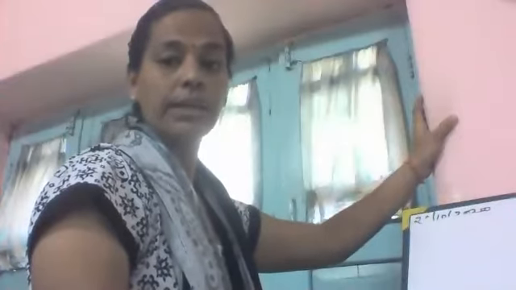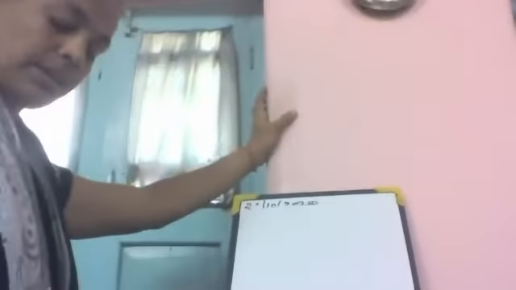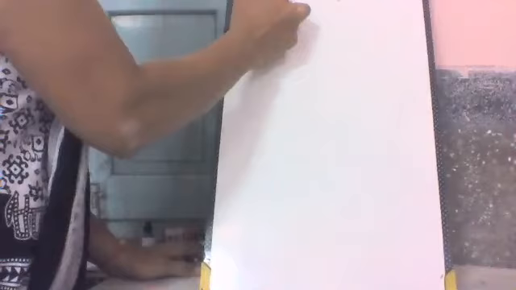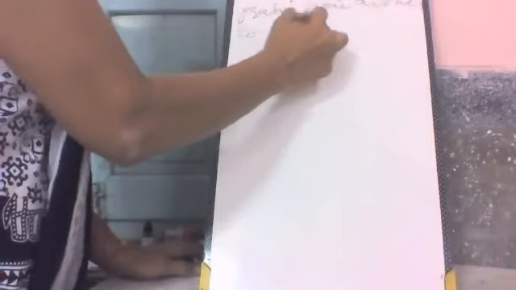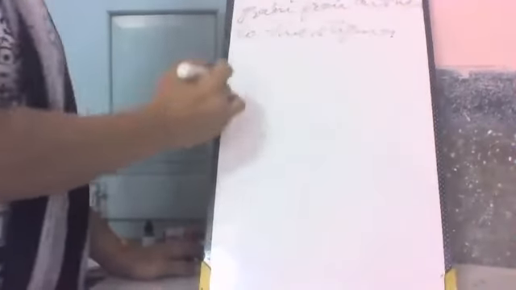Then pollination. What is pollination? Learn all the definitions with examples. Pollination is the transfer of pollen grains from the anther to the stigma.